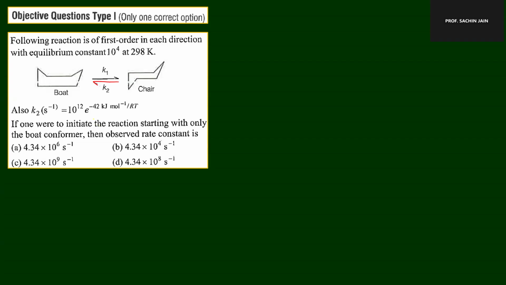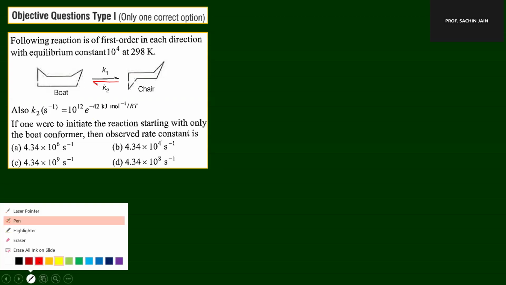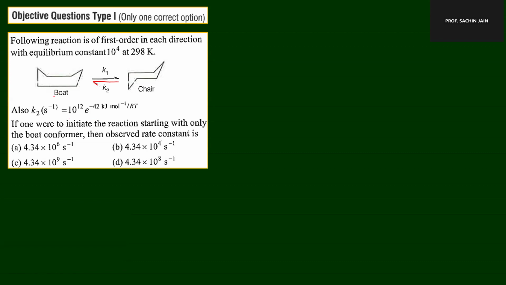If one were to initiate the reaction starting with only the boat conformer, there is a boat conformer which is getting converted into a more stable chair conformer, and for this reaction the observed rate constant would be. So indirectly, what is being asked? K1. Superb. Now, to find K1, there is something else which is given.